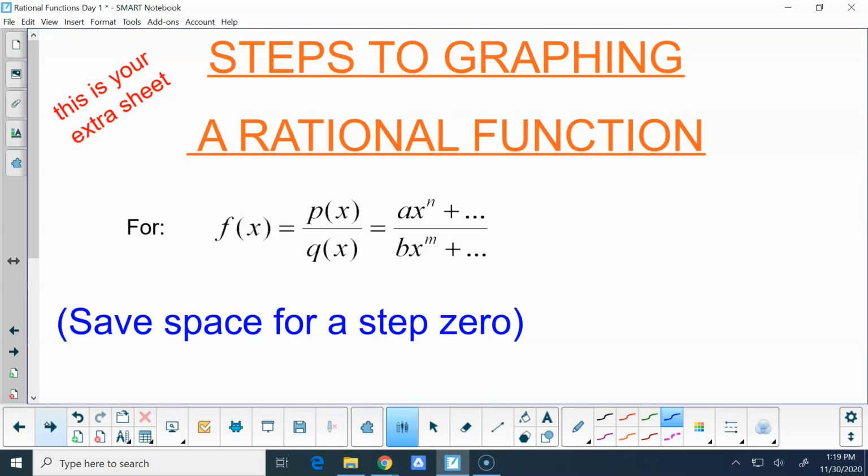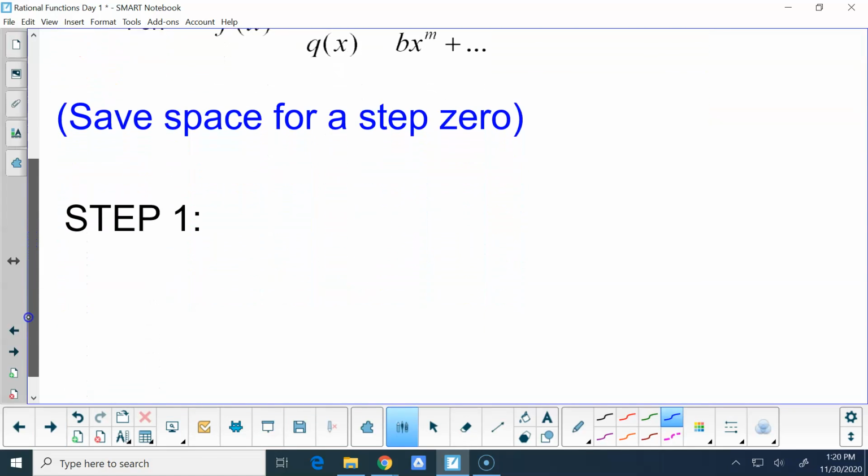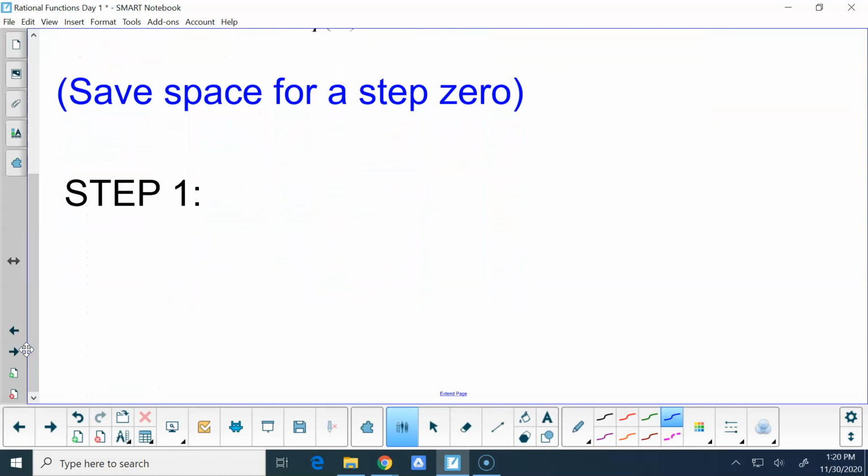In the end, we're going to have 8 total steps. You're going to save some space right here for step 0. So skip down 2 or 3 lines. Step 0 is actually pretty straightforward. We're just not ready for it quite yet. So we're going to save some room for that, and come back later and fill that in. Then we're going to do step 1.